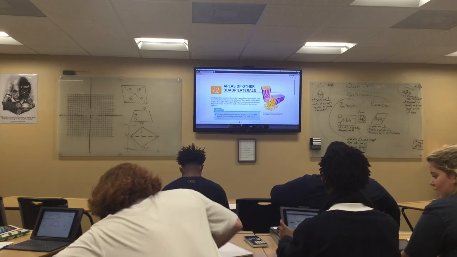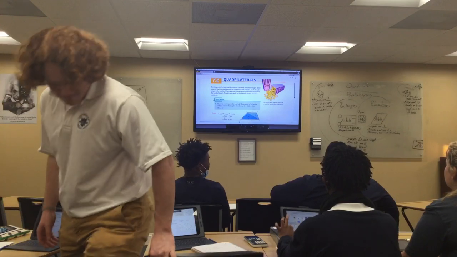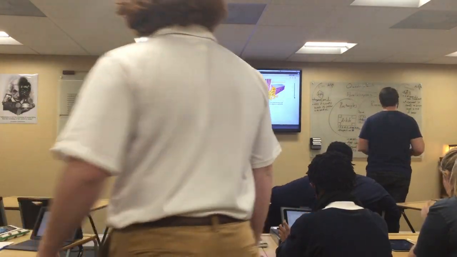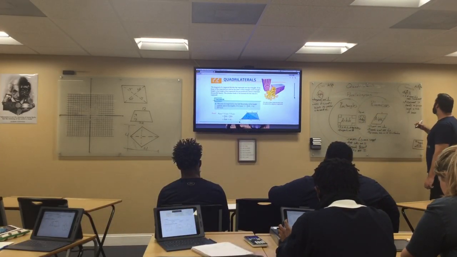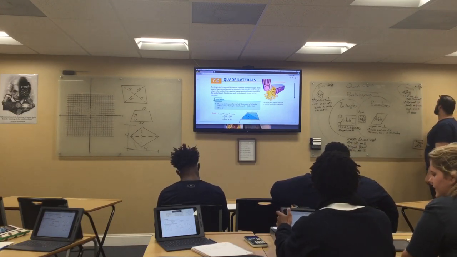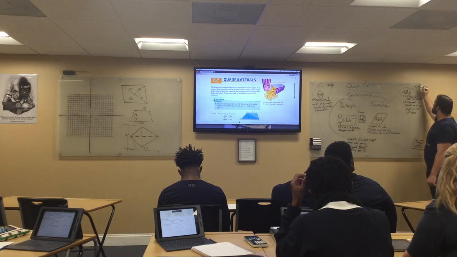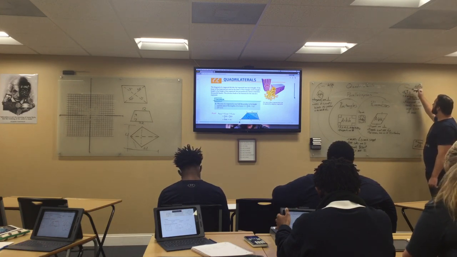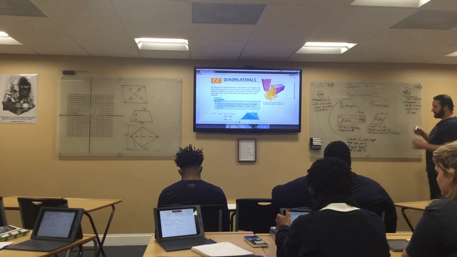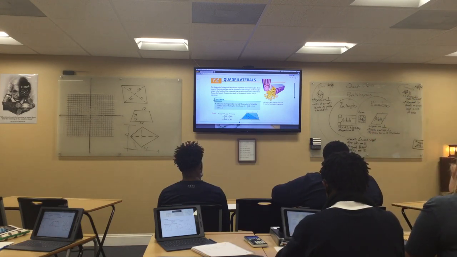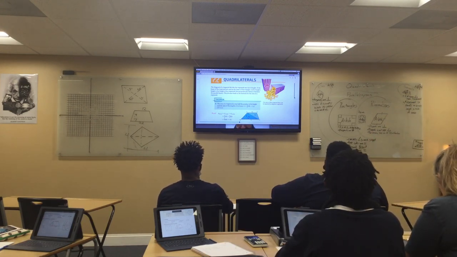We did write the area of the trapezoid wrong. It's one half times height times base plus base. We forgot the sum of the bases. One half times height times base 1 plus base 2.